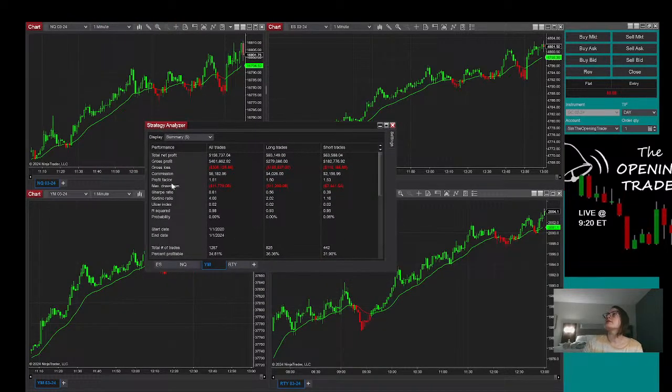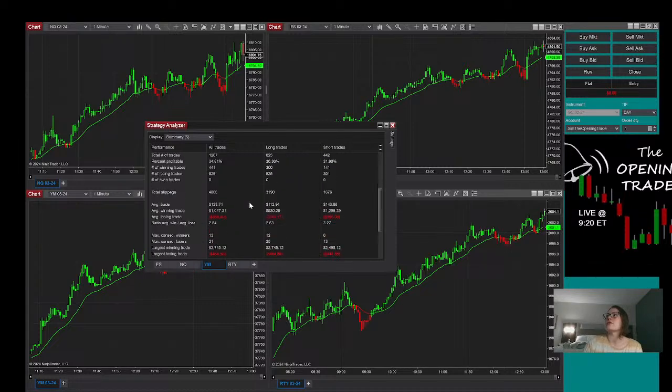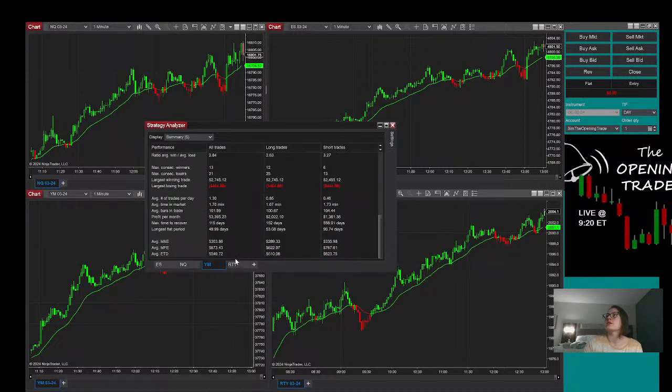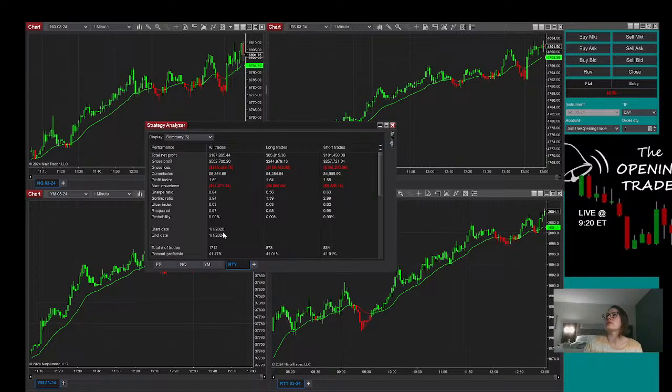All right, so let's start here. This is Dow. Start and end date, max drawdown, gross loss, total net profit, all the metrics included. Here we have Russell's start and end date, max drawdown, gross loss, total net profit. Here we have S&P 500 start and end date, max drawdown, gross loss, total net profit. And then here we have NASDAQ, and that is our start and end date, max drawdown, gross loss, total net profit there.